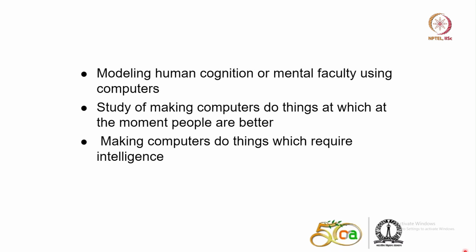Okay, so basically what are we doing in artificial intelligence? We are trying to model how the human being carries out a task. In other words, you are trying to model human cognition or the mental faculty which the human being uses to come to a decision and carry out that decision. So you are trying to make the computer do things which the human being does now, and it is considered to be something intelligent. So you want the computer to do things which require intelligence basically. So that's the basic idea over here.